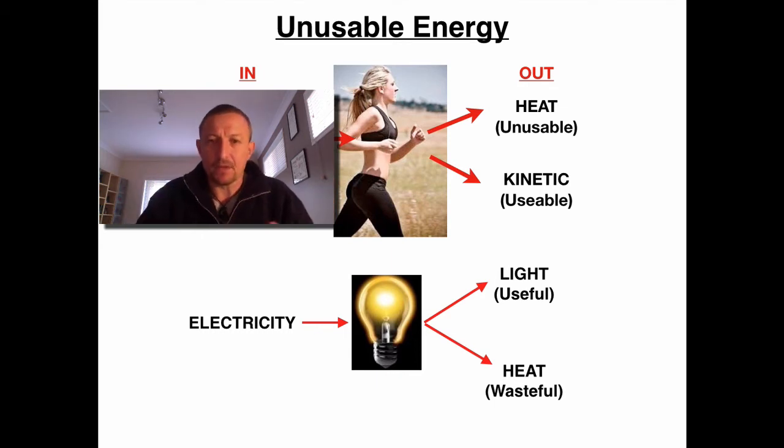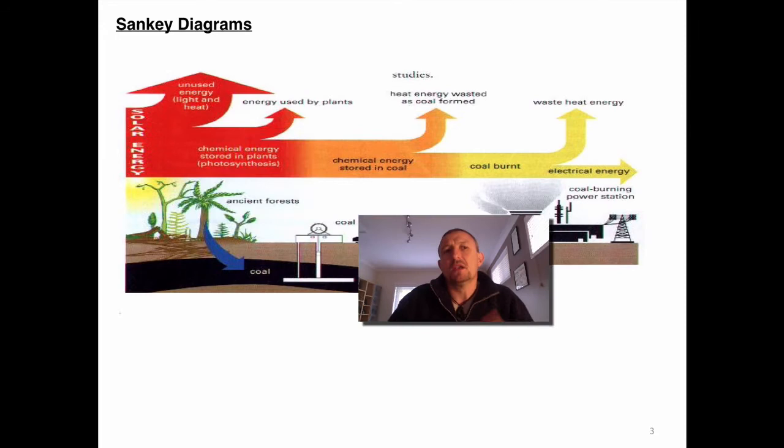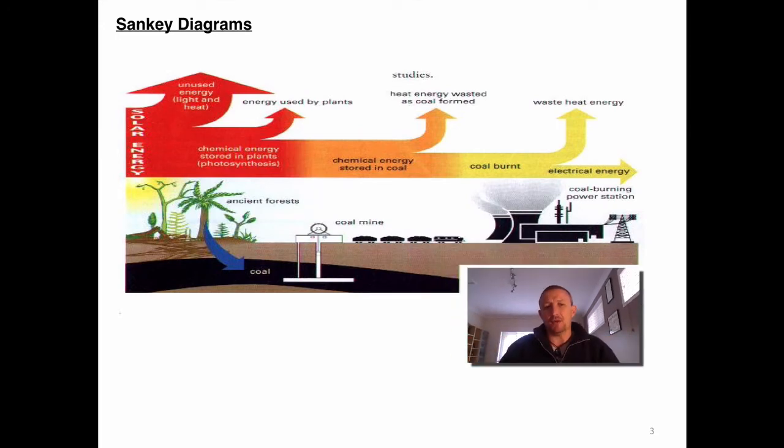Of a machine. Okay, well, let's take another scenario. Let's look at this diagram that we've got here. This diagram is what we call a Sankey diagram. Now, Sankey diagram, it's a funny word, but basically it shows in what direction all the various energies go.